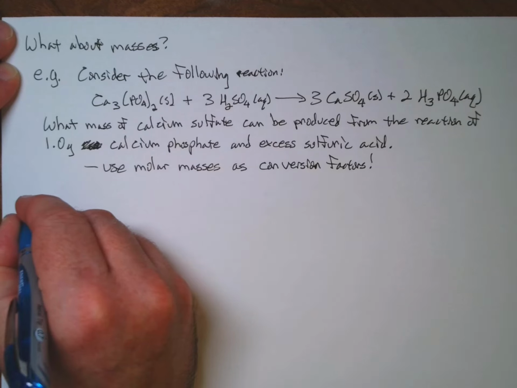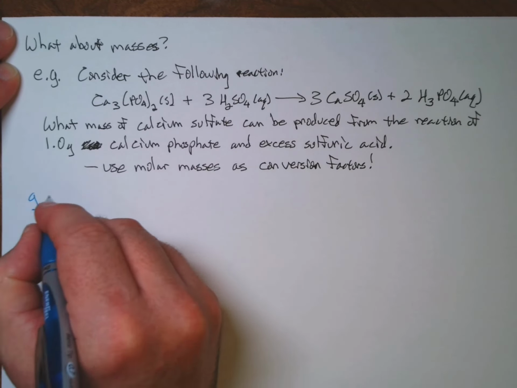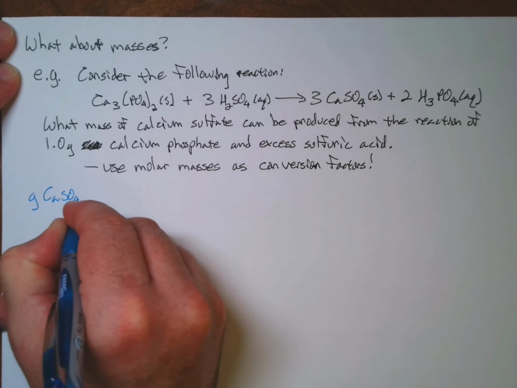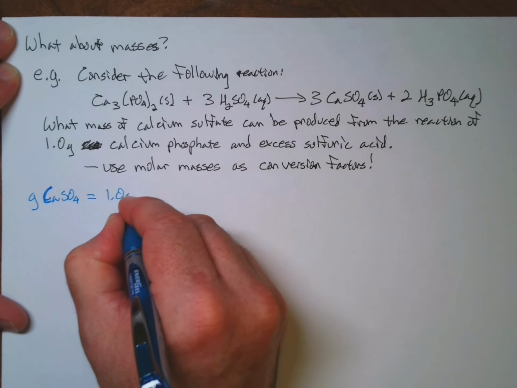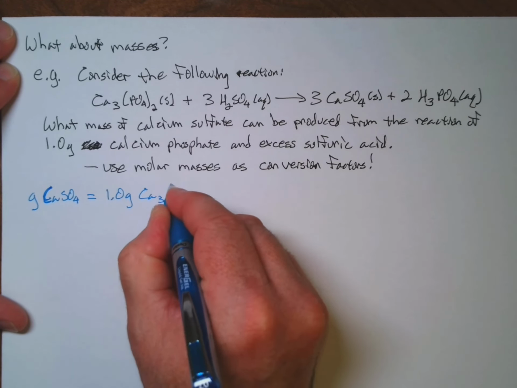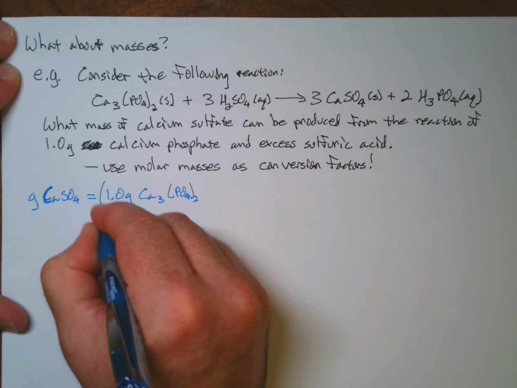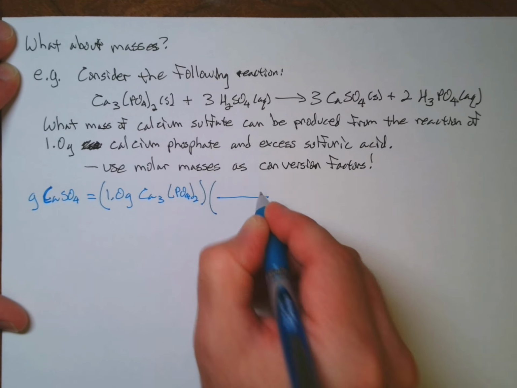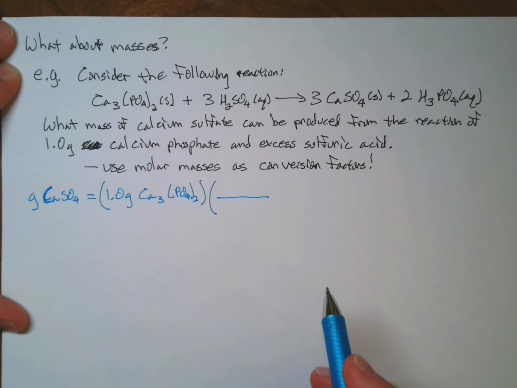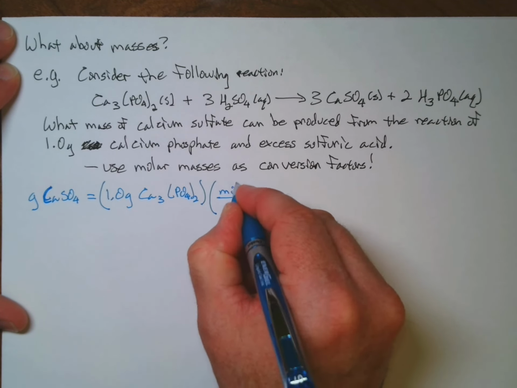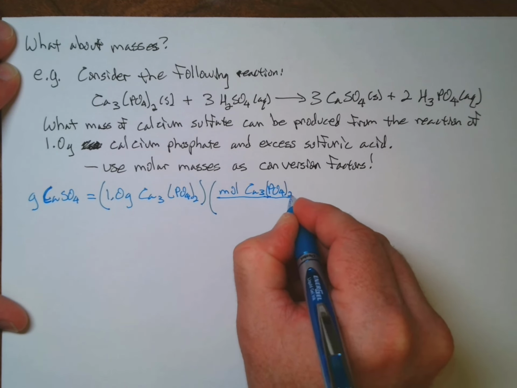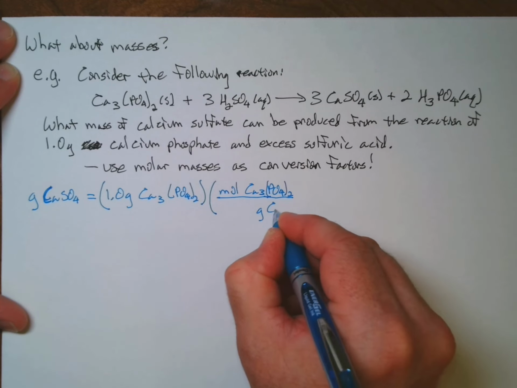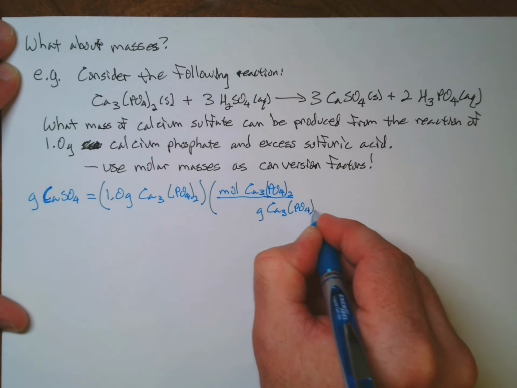So, we want grams of CaSO4, and that equals, we've got 1.0 grams Ca3(PO4)2. Now, it's all about the moles. I have a 1 to 3 molar ratio, so I need to get from grams to moles. So let's do that. For every mole of Ca3(PO4)2, we have a certain number of grams Ca3(PO4)2.